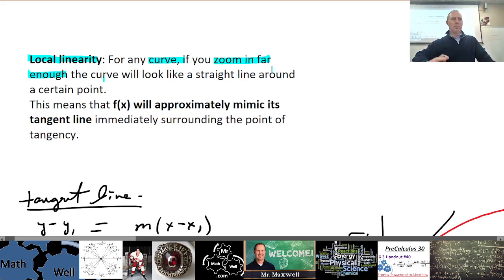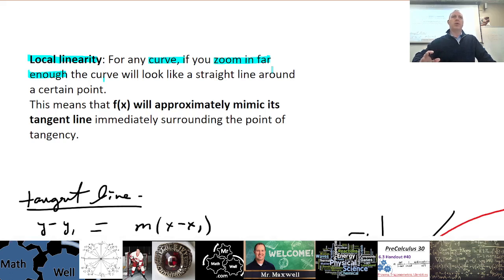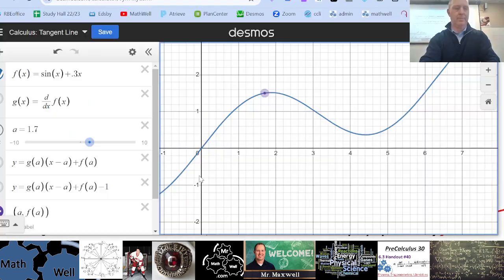So it doesn't matter how sharp the curve is, it doesn't matter where on the curve this point is, any point that we choose, if we zoom in far enough, it starts to look like a straight line, and I'll demonstrate that in a second.